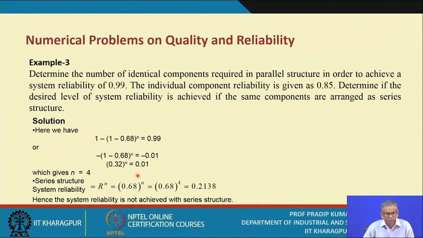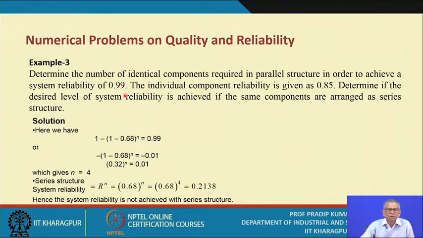Example 3, determine the number of identical components required in a parallel structure. Now we are moving from series to parallel in order to achieve a system reliability of 0.999. So that is expected. That means if the reliability is high, you can assume that the survival time will be more, and at any point in time getting the function from the product is also very, very high.